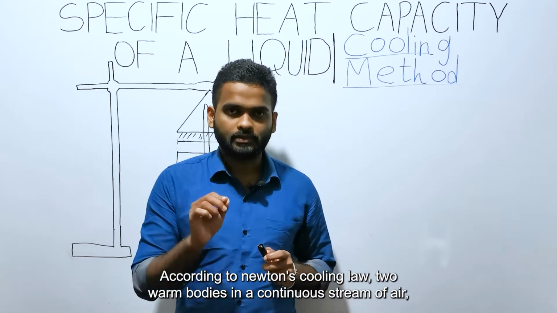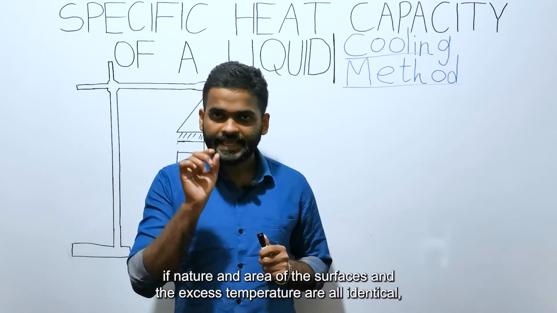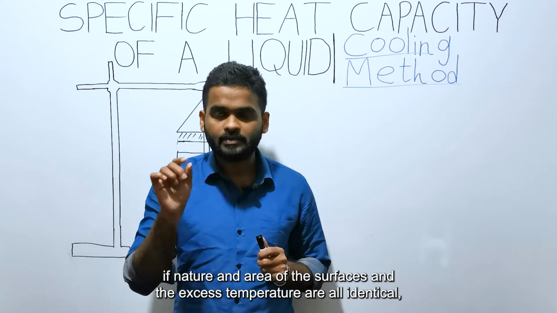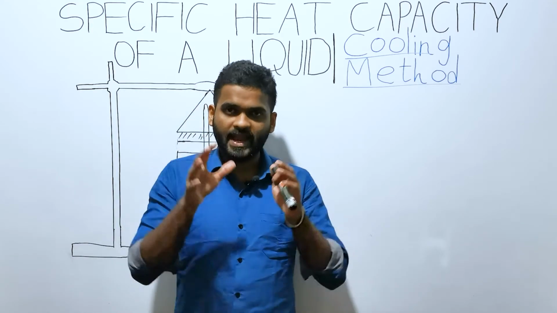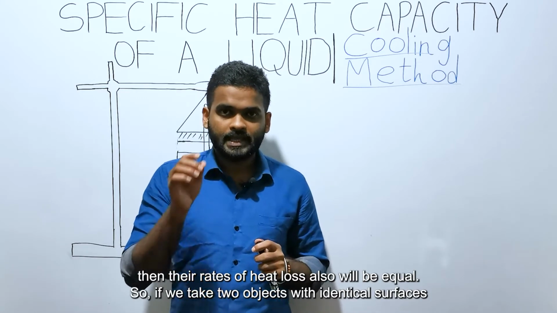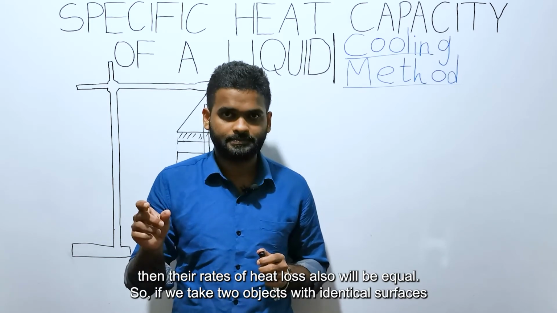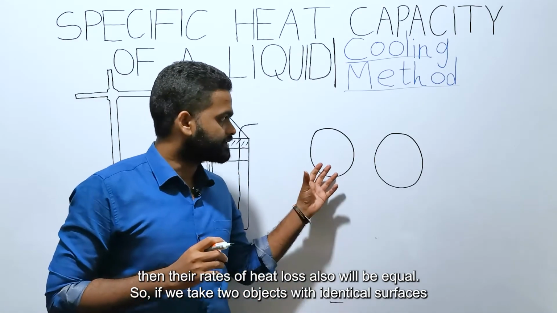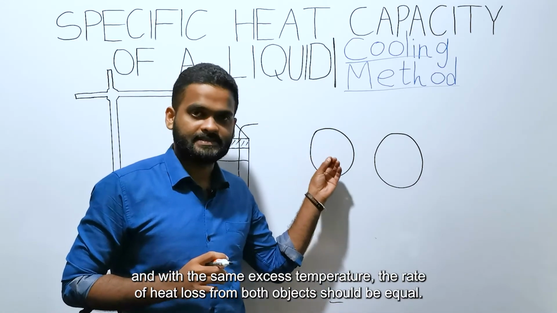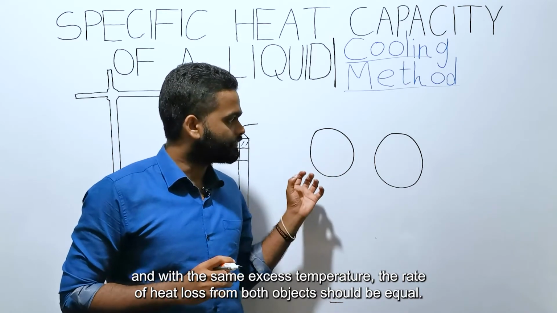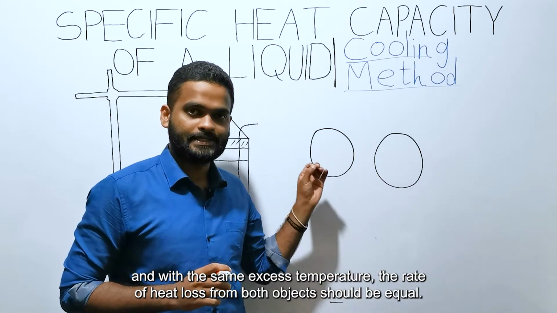According to Newton's cooling law, two warm bodies in a continuous stream of air, if nature and area of their surfaces and the excess temperature are all identical, then their rates of heat loss also will be equal. So if we take two objects with identical surfaces and with the same excess temperature, the rate of heat loss from both the objects should be equal.